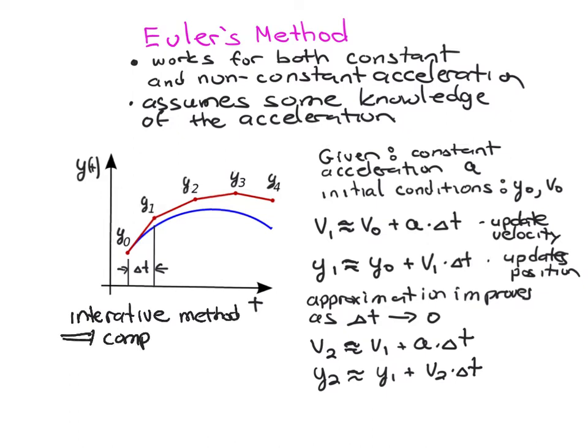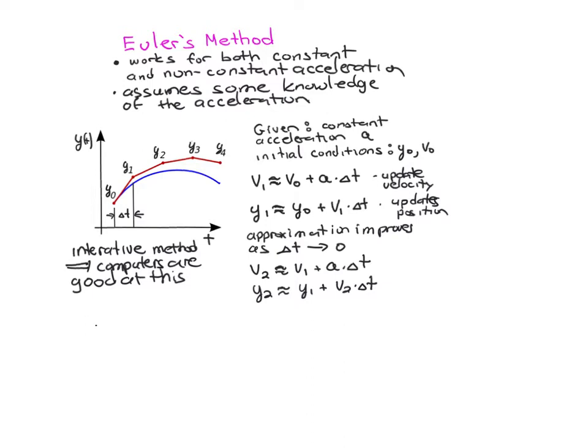And computers are really good for iterating. And they're really good at breaking things up into really small time chunks and then doing lots of little iterations. And again, the smaller the time chunk, the smaller the value of delta t, the better and better this approximation is going to be. And then the last, and then maybe the most important point, is that this method is easy to adapt to cases where the acceleration is non-constant.